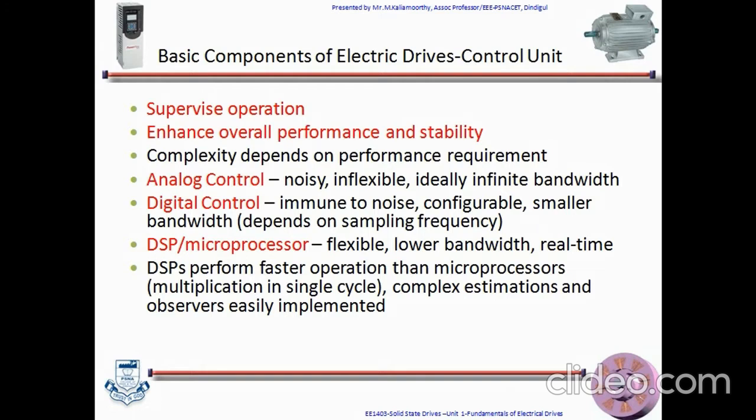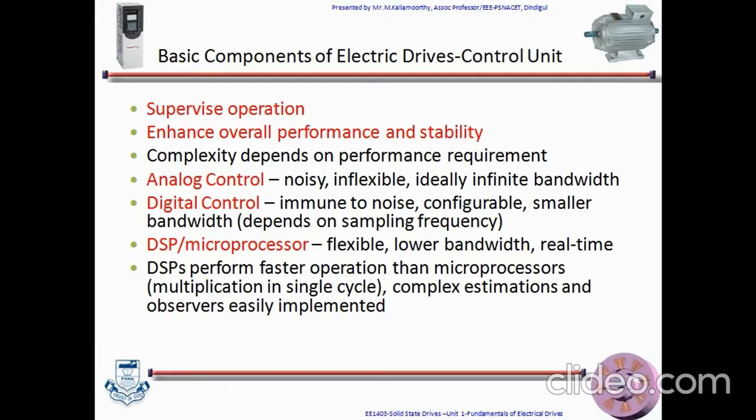The complexity of the whole system is based on the requirement. The control option can be of two types. It can be an analog controller or a digital controller. But nowadays, mostly we use digital controllers because analog controllers have lots of disadvantages. They are very noisy, inflexible, and ideally infinite bandwidth is required. So, in order to eliminate the problems of the analog controller, we have a digital controller which is very immune to noise, and it is very easily configurable.